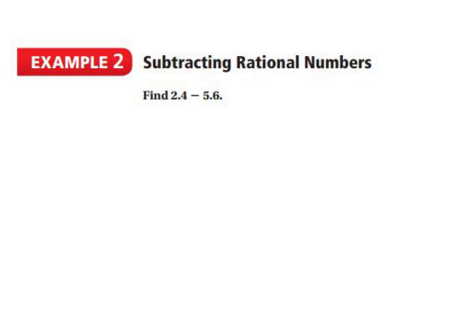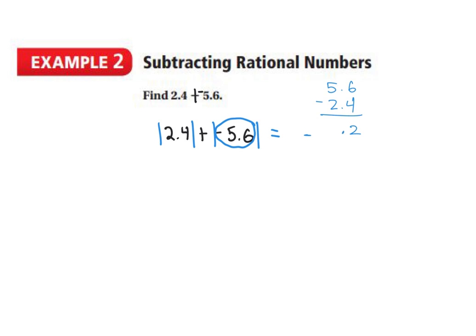For this example, we're going to chop slash. So we'll have 2.4 plus negative 5.6. We look for absolute values to determine whether our answer will be positive or negative. Negative 5.6 has a greater absolute value, so I know my answer is going to be negative. And then I just take 5.6 minus 2.4, and I get 3.2. So this being negative would be negative 3.2.